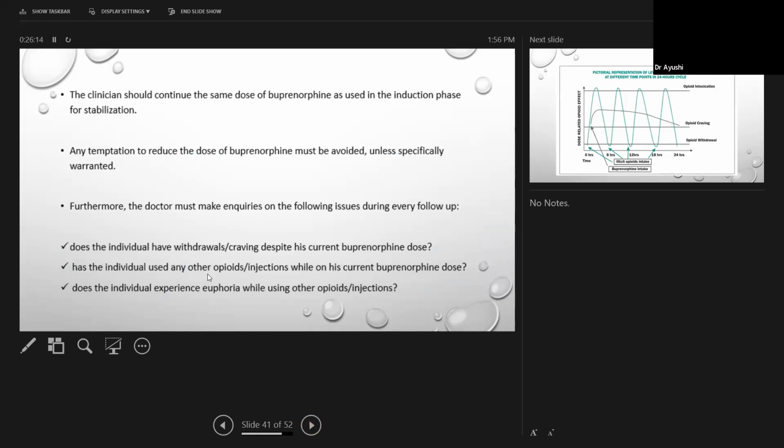The clinician should continue the same dose of buprenorphine as used in the induction phase for stabilization. Any temptation to reduce the dose of buprenorphine must be avoided unless specifically warranted. Furthermore, the doctor must make inquiries on the following issues during every follow-up. Does the individual have withdrawals or craving despite his current buprenorphine dose? Has the individual used any other opioid or injections while on his current buprenorphine dose? And does the individual experience euphoria while using the opioids or injections?